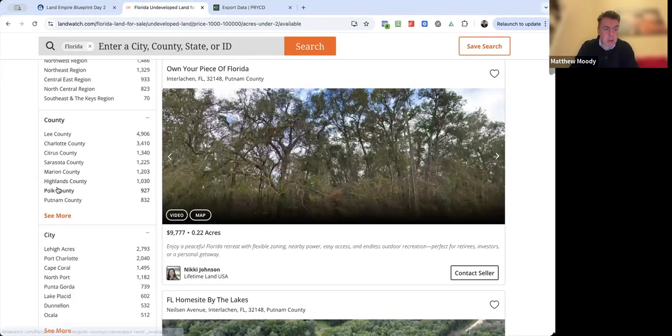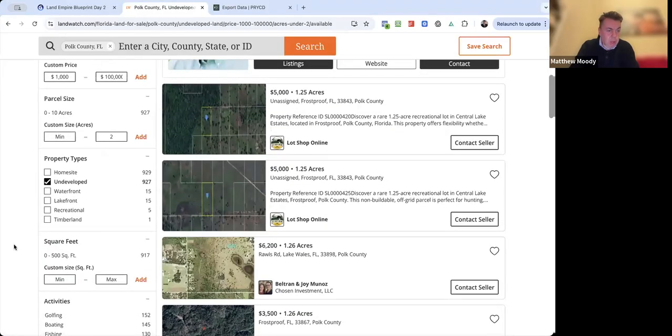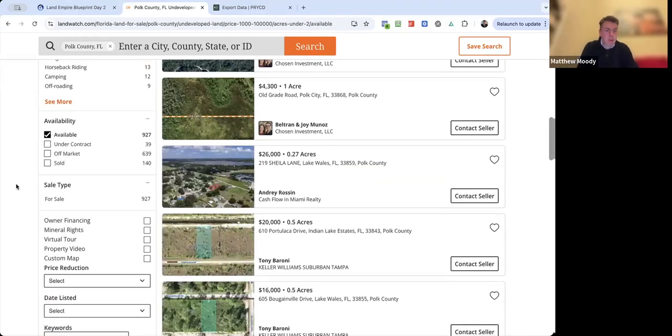So let's look at Polk County, which I think we've done in the past, so we know that does kind of work. What have we got? Okay, so we got 140 sold, 39 under contract, which is 179 divided by the 927, so a 20% sell-through rate. So again, these are indications, and if you do, I'd say, 3 to 5 of these, you'll get a good idea of what's going on.